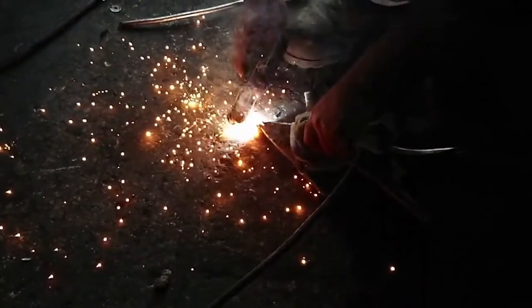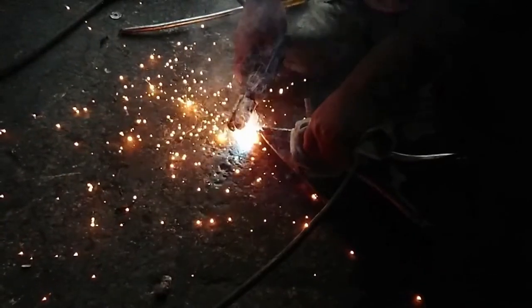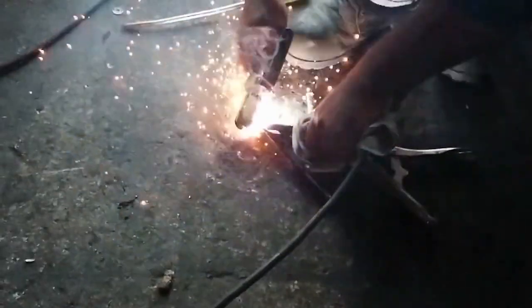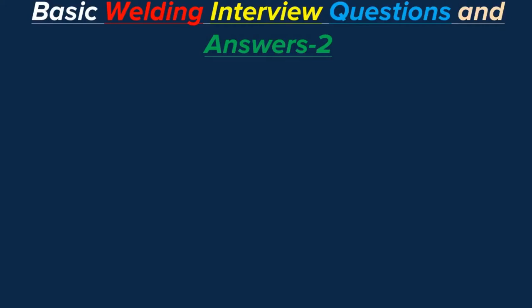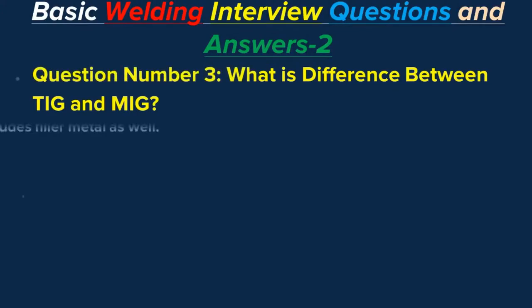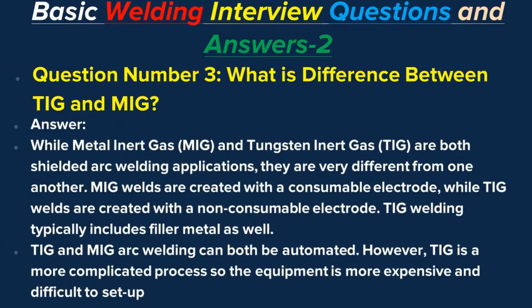MIG welds are created with a consumable electrode, while TIG welds are created with a non-consumable electrode. TIG welding typically includes filler metal as well. TIG and MIG arc welding can both be automated. However, TIG is a more complicated process, so the equipment.